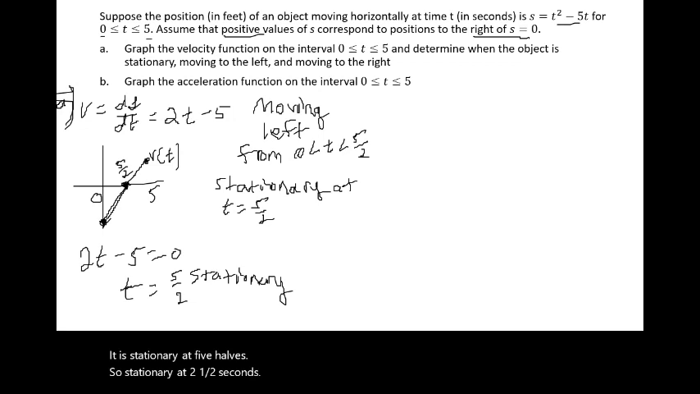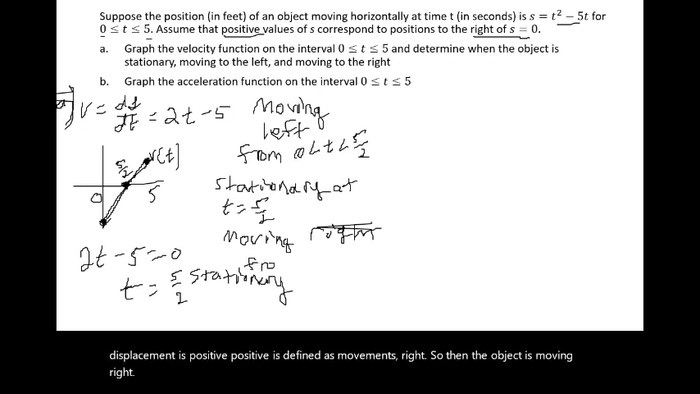And then after 5/2 seconds, so after 2.5 seconds, from 2.5 seconds to 5 seconds, the velocity function is above the x-axis. So because the velocity is positive, that means displacement is positive. Positive is defined as movements right. So then the object is moving right from t equals 5/2 to 5.